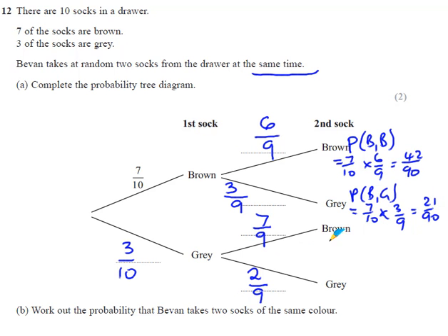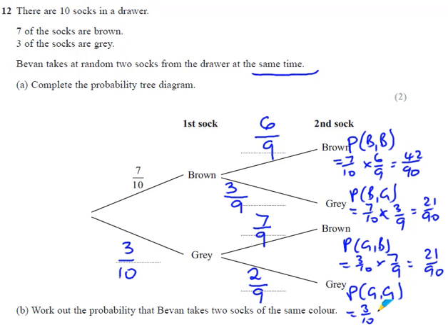The probability that he gets a grey followed by a brown is 3 out of 10 multiplied by 7 out of 9, which is 21 out of 90. And the probability that he gets a grey followed by a grey is 3 out of 10 multiplied by 2 out of 9, which is 6 out of 90.